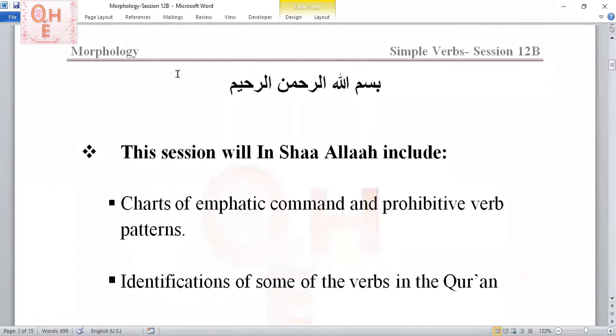In this session, inshallah, we will look into the charts of emphatic command and prohibitive verbs. Command verbs can come as emphatic, and also prohibitive verbs can come as emphatic. We are going to look into a couple of examples from Quran. Let's look into the charts of command emphatic verbs.